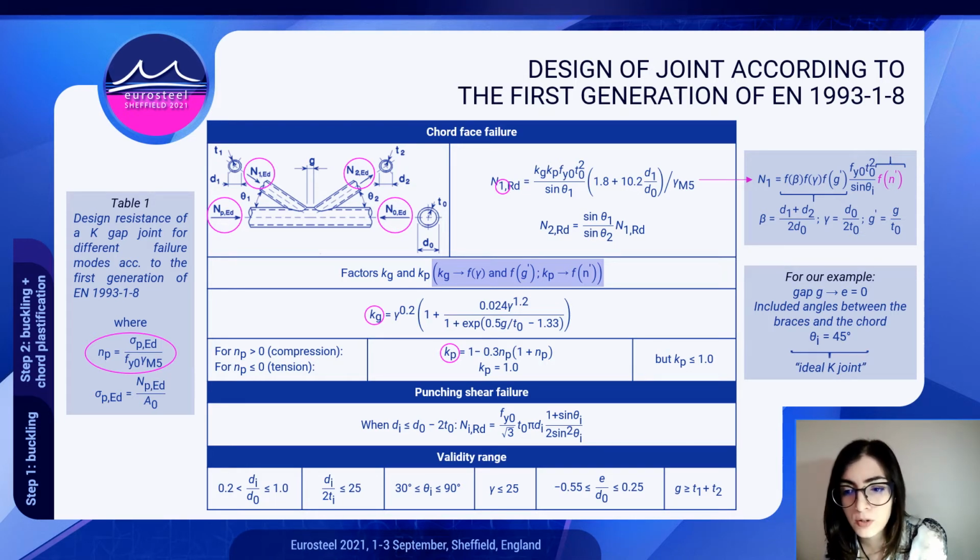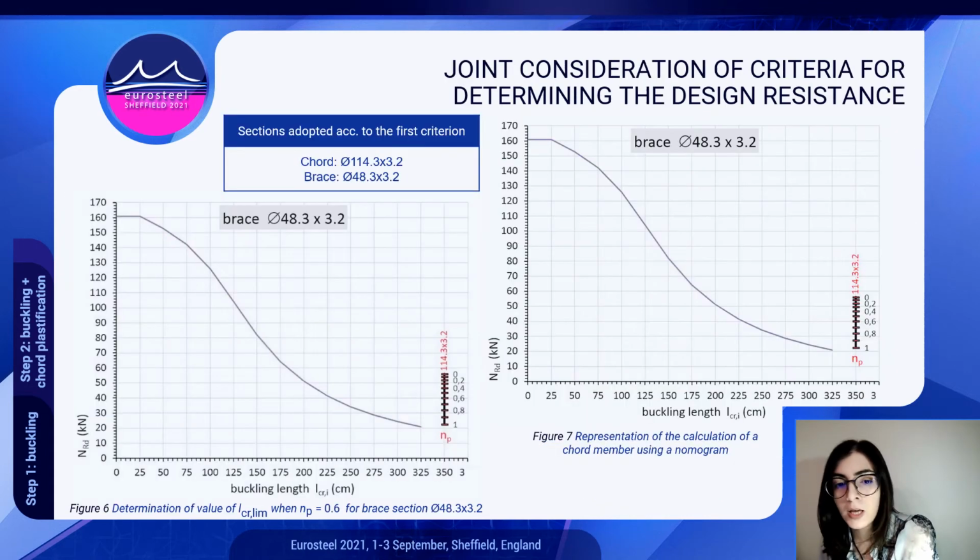We had to determine the geometry of our joint, so we adopted the gap so that the eccentricity equals 0, and we adopted the included angle between the braces and the chord as 45 degrees. We named that joint an ideal K joint. And now we have to consider both of the criteria for the design resistance of our brace, and for that reason we can construct a nomogram. We constructed a nomogram for this combination of sections we adopted in our first step.